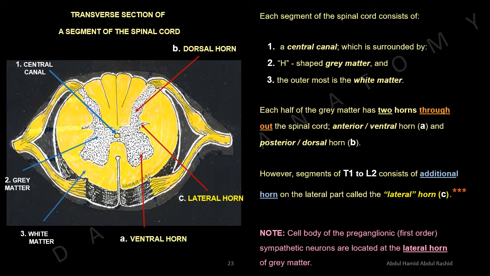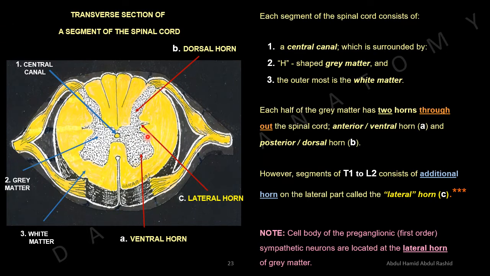This is the transverse section of a segment of the spinal cord. Look at the diagram. Each segment of the spinal cord consists of, number 1, a central canal, which is surrounded by, number 2, H-shaped gray matter. Outside that is number 3, white matter of the spinal cord.